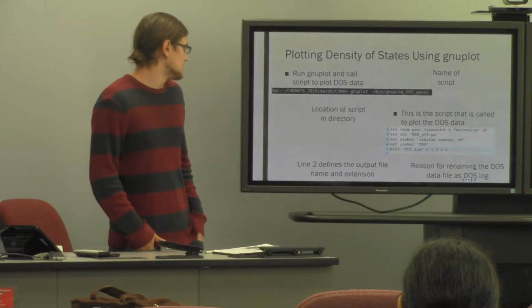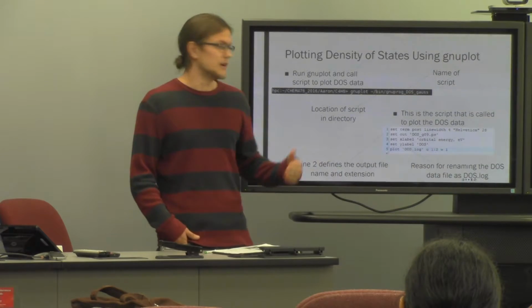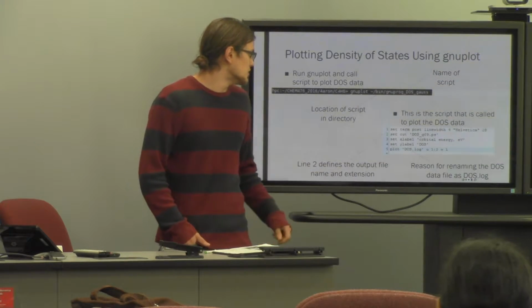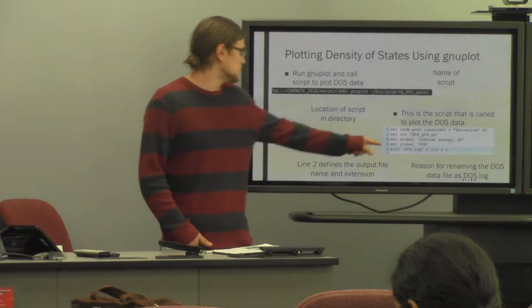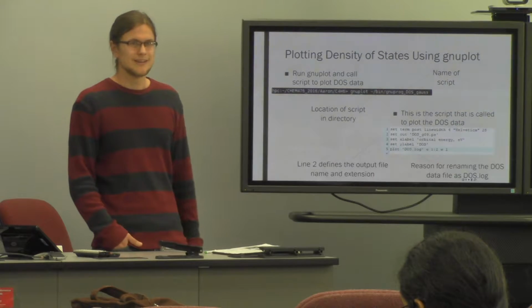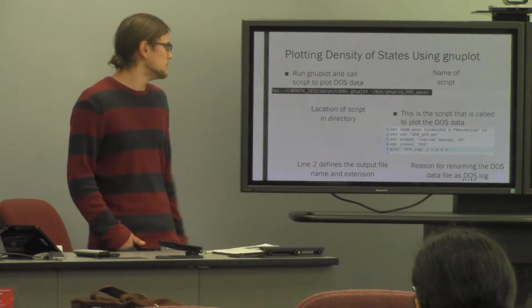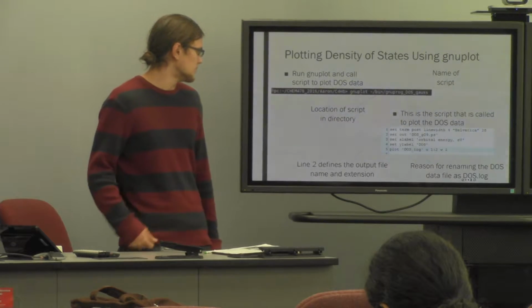Lines, and then the important thing to look for is line 2. It's set out, that tells us the output file, and then DOS-G09, so we're going to get a PostScript file. Then we tell it to plot DOS.log, so that's why we have to rename everything DOS.log, because if it's not named that, it doesn't know what file we're trying to go after.